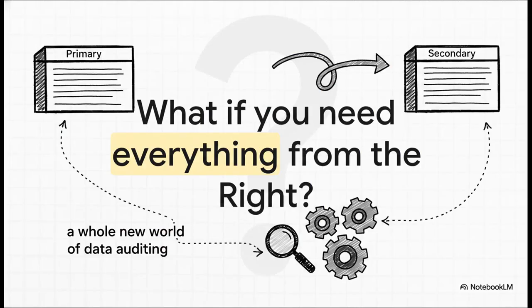But as we wrap up this explainer, I want to leave you with a little thought to puzzle over. You've mastered preserving the primary table with the left join, but what happens when you need to flip the logic? What if you need to preserve everything from the secondary table on the right? Keep exploring these database relationships, because once you realize you can look at the data from the completely opposite direction, a whole new world of data auditing opens up.